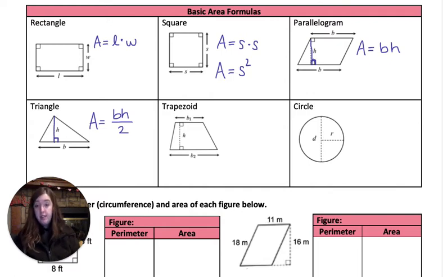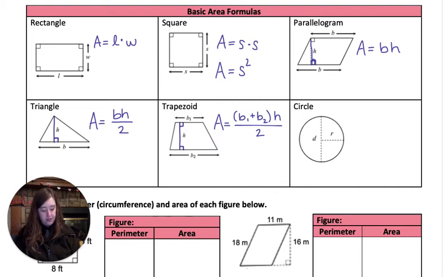A trapezoid looks like a triangle with the top cut off. Trapezoids have 2 parallel bases, and then the height is in between them. That height is going to be perpendicular to both of the bases. So to find our area of a trapezoid, we're going to take base 1 plus base 2, multiply that by the height, and then divide that whole thing by 2.